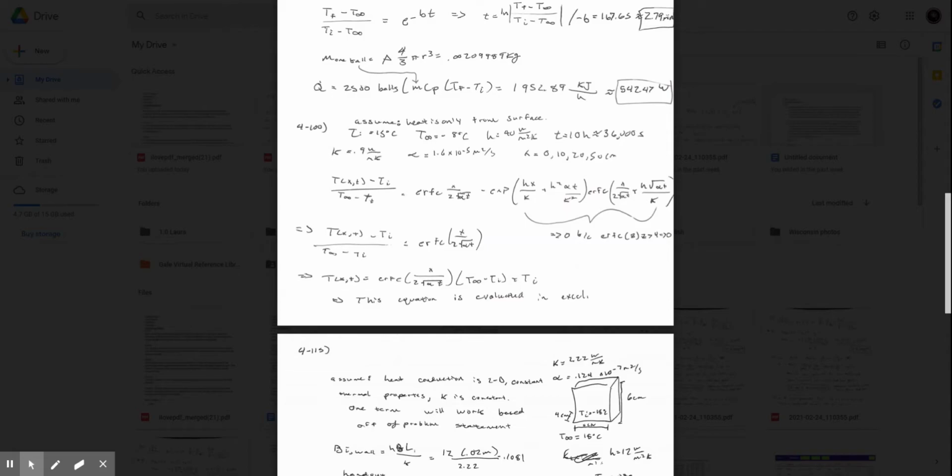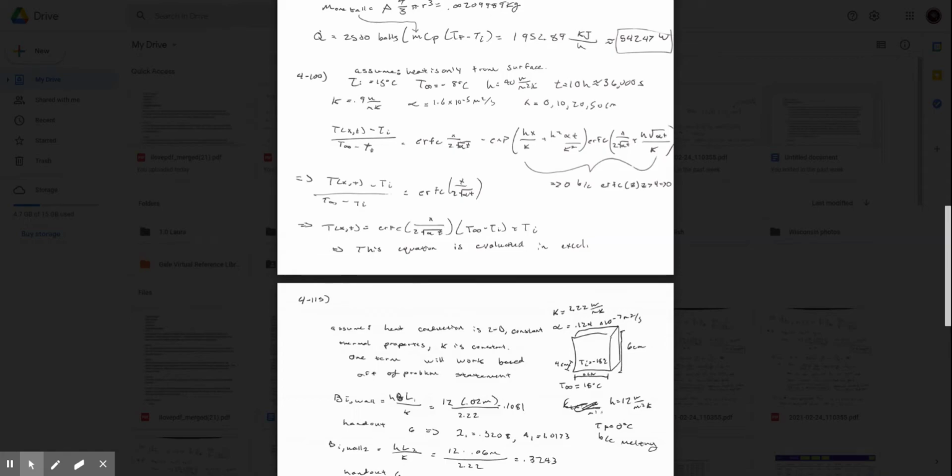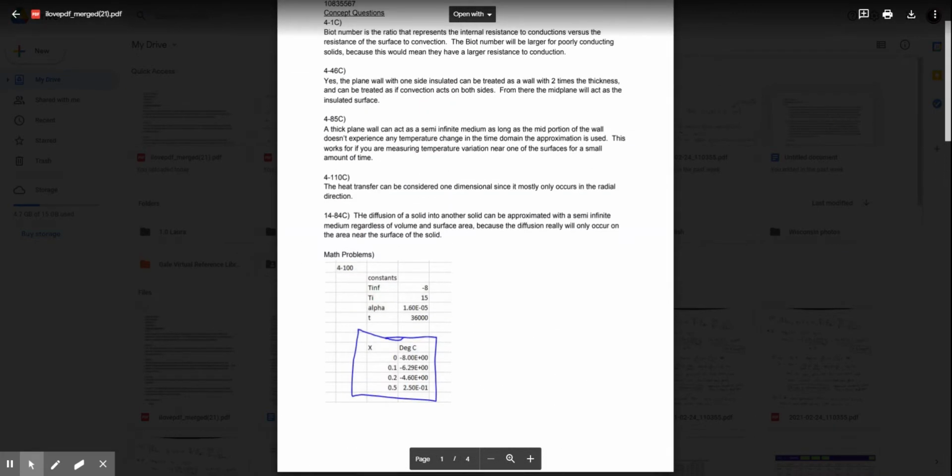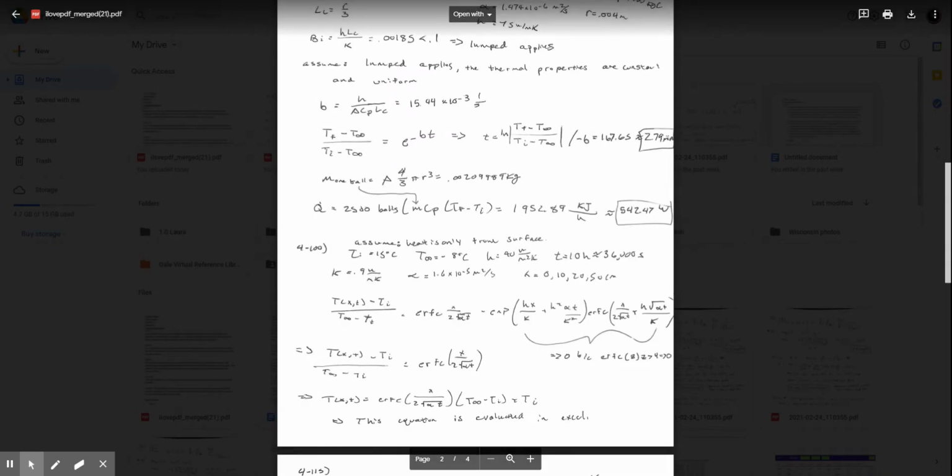And then we're left with the excess temperature equal to the error function of x over root alpha t, and then from there all we have to do is solve for the temperature at a position and time. We're given the time and the depth, and from there we can just evaluate to find the temperature, and that's shown right here at the top in this Excel table where I evaluated it.